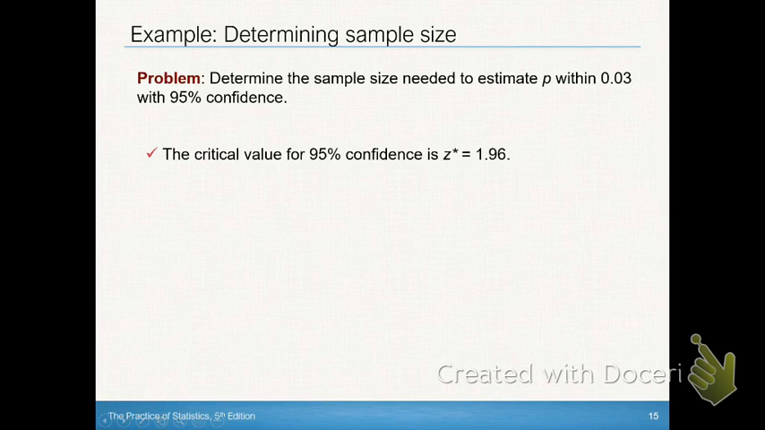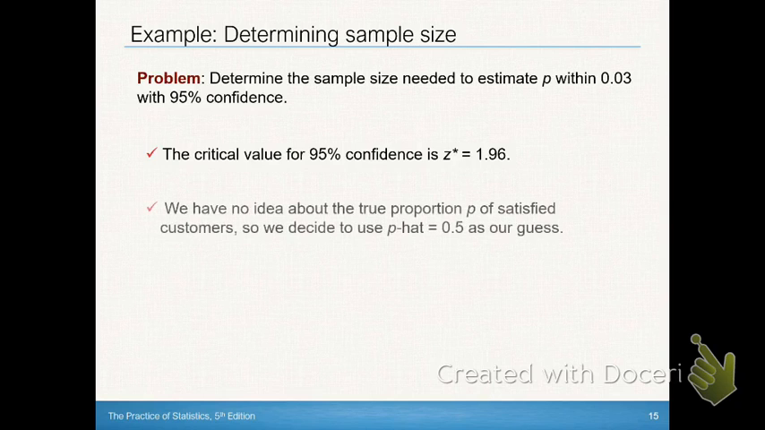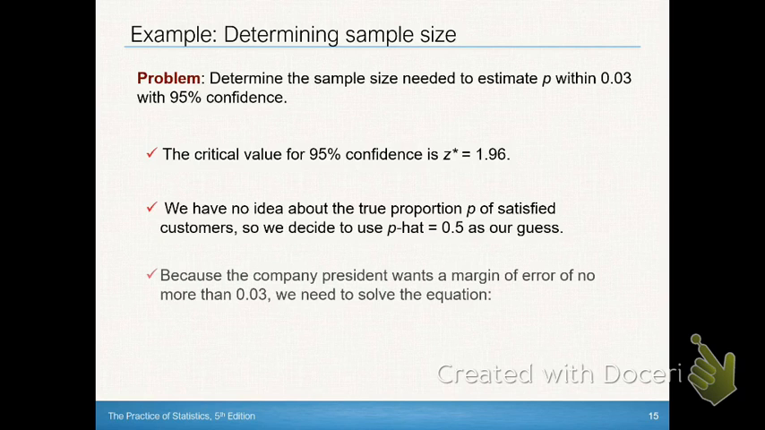And in order to get our Z star, you can either use your 68, 95, 99.7 rule, since this is a 95. You can use inverse normal in your calculator. You can use table A. No matter what method you use, you get your Z score of 1.96. Since they didn't give us any idea of what the actual P value might be, we're going to estimate P hat to be 0.5. And our margin of error is going to be 0.03 because we were told we wanted to be within 3%.